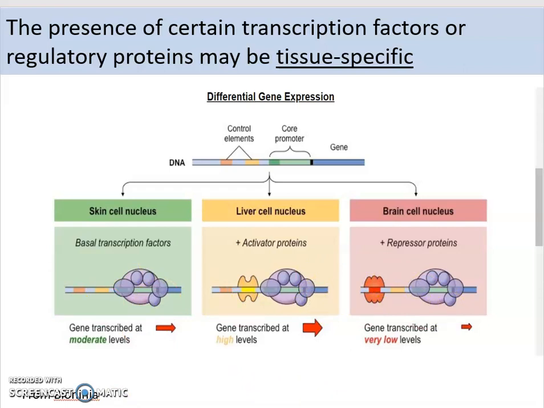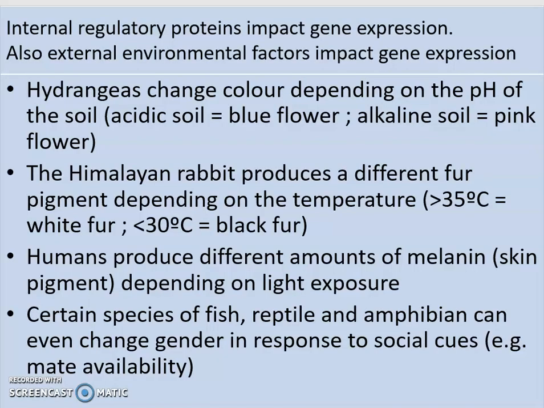What we also need to recognize is that not only can regulation happen by the presence of proteins internally, but we can also change it due to external environmental impacts. So hydrangeas, these are flowers, will change the color of the petals depending on the pH of the soil that those flowers are placed in. And BioNinja has a nice diagram of that.